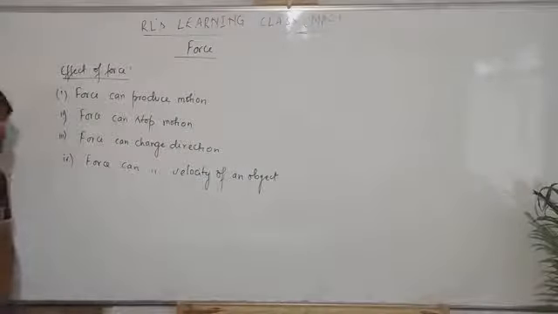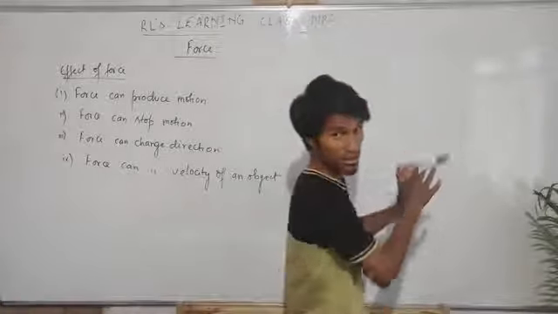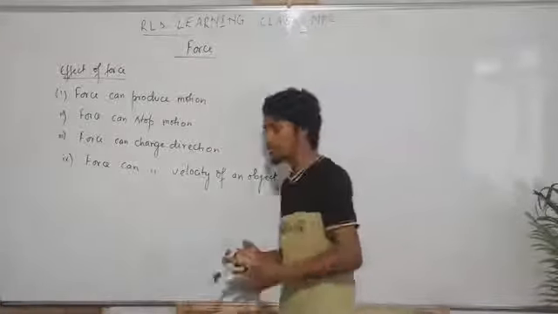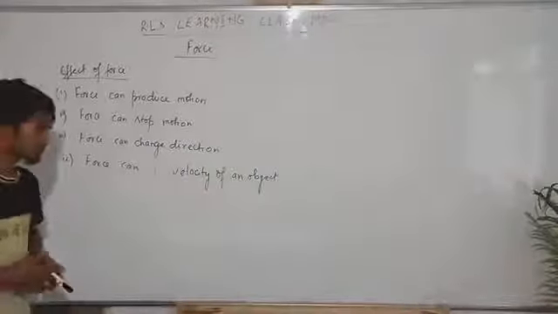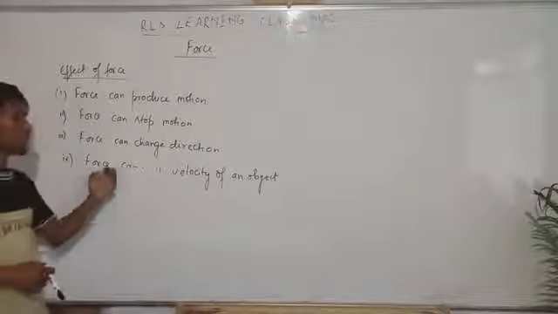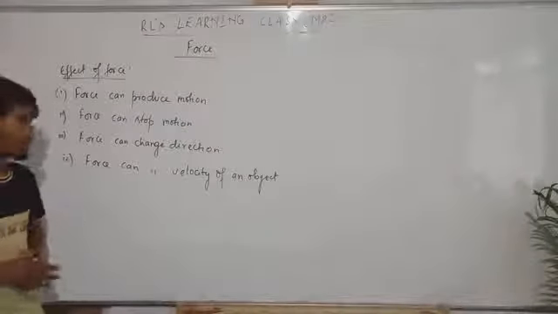If the object is moving very slowly and I want it to run very fast, I have to push it. Or if the object is very fast and I want to slow it down, I have to apply a brake. That is a change. Force can change the velocity of an object, or change the speed of the object.